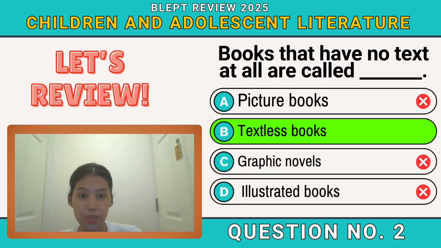Letter A, picture books tell the story with a bit of text to help. Letter C, graphic novels tell the story with pictures to make it more interesting. Letter D, illustrated books, the pictures and words together tell the story with the pictures playing a major role.